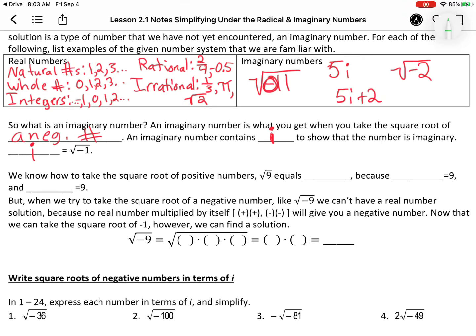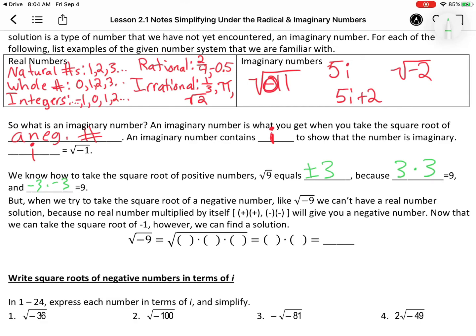We know how to take the square root of positive numbers. The square root of 9 equals plus or minus 3, because 3 times 3 equals 9. And, again, because we have a plus and a minus, negative 3 times negative 3 is also positive 9. But when we try to take the square root of a negative number, like the square root of negative 9, we can't have a real number solution, because no real number multiplied by itself, like plus times plus or negative times negative, will ever give us a negative number underneath the radical.